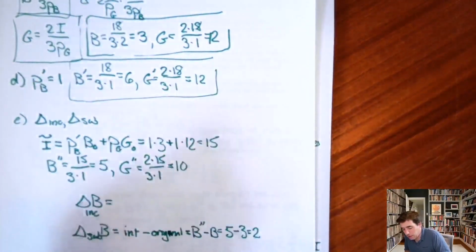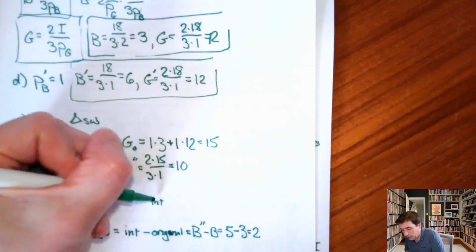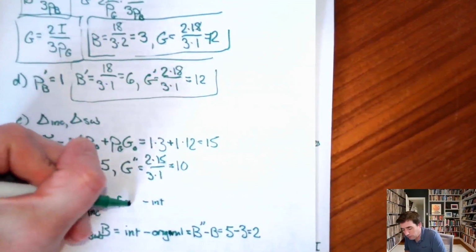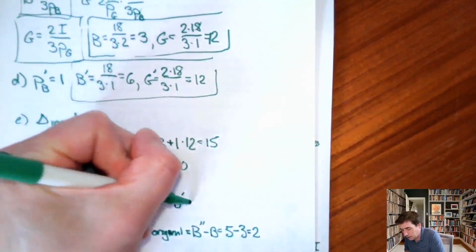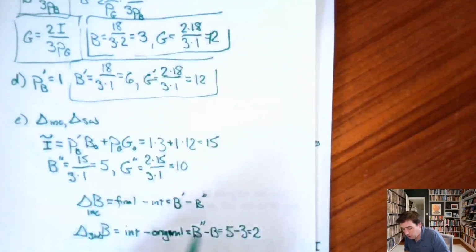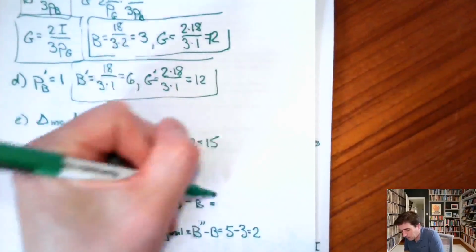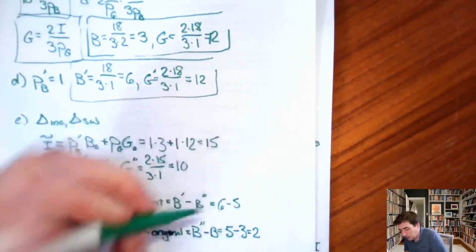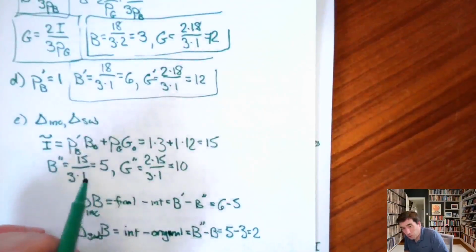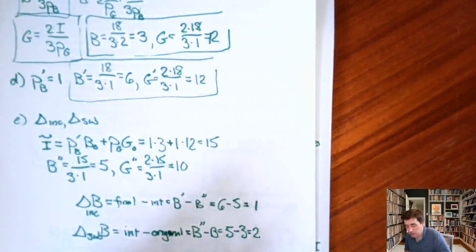For our income effect, that's going from our intermediate bundle to our final bundle. And so that is going from B double prime to B prime. B prime was our 6, B double prime was our 5. So that's a change of 1.